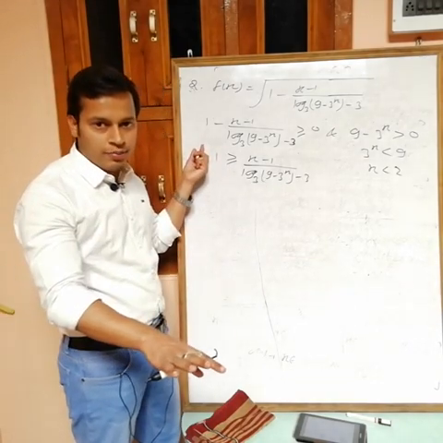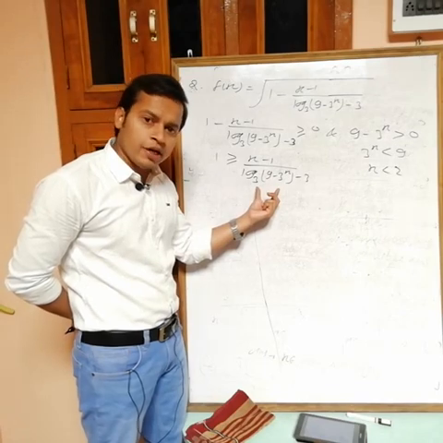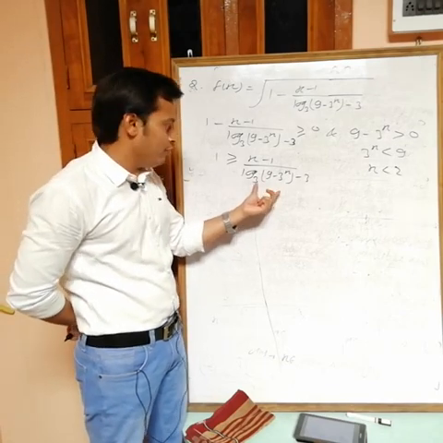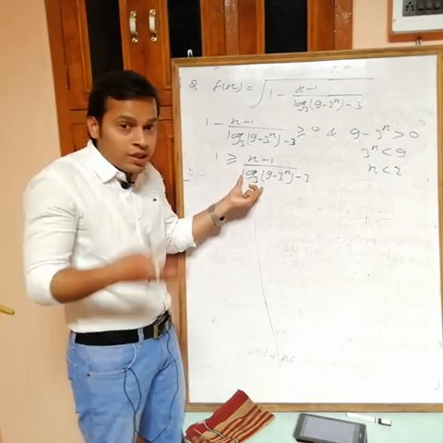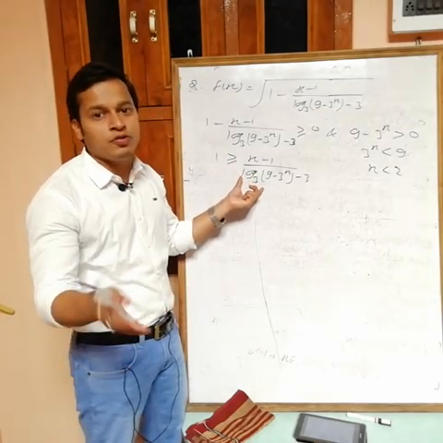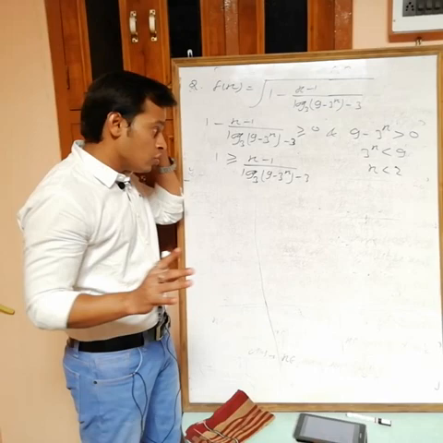The sign of inequality remains the same. If this one is always negative, then also I can multiply, because if this one is negative, we multiply and change the sign. But if this one can take both signs, positive and negative, then I can't multiply. So I have to first check.